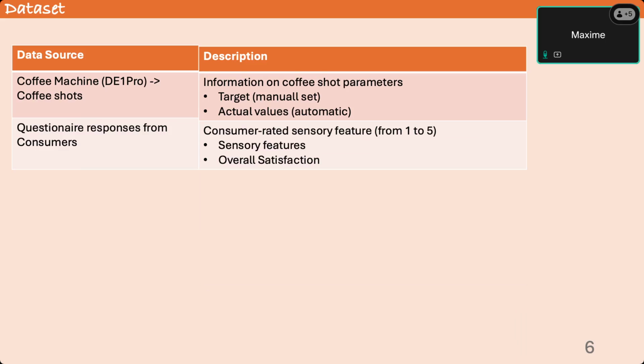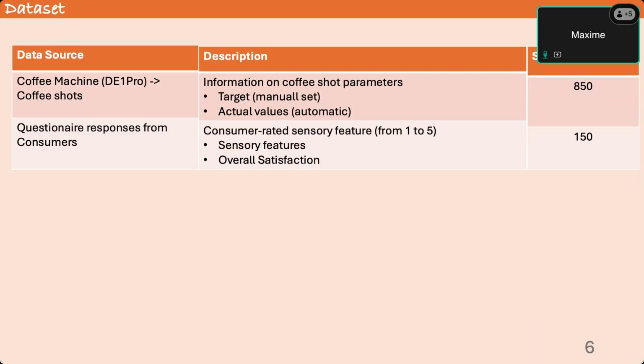We set a certain parameter on the coffee machine because we want the process to reach this target during the shot, but during the shot itself, the machine automatically saves the real values that it uses to make the shot. We also have the responses from the customers, which contain the sensory evaluation. We ask the customer to evaluate some coffee features and give feedback on a range from 1 to 5, with 1 being the lowest score and 5 the highest.